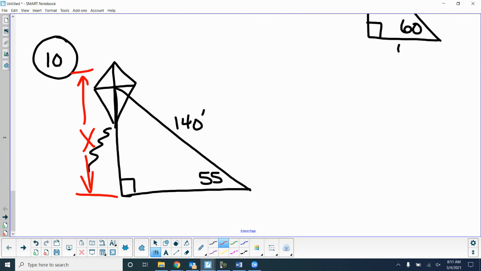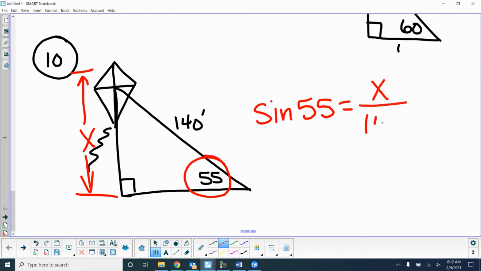So, here's my theta. That's my reference point. We call it a reference angle, my point of reference. What's the X? Which side? Opposite, hypotenuse, or adjacent? That's opposite, right? 140, is that adjacent or hypotenuse? That's hypotenuse. So which trig function uses opposite and hypotenuse? Sine. So we're going to go sine of 55 equals opposite, which was the height, over hypotenuse, which was the 140 feet of string.